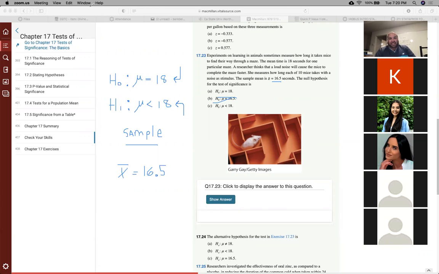So in this case, let's actually do it just for fun. So what do we have? We have 10 mice. That's my n. We have the sample mean. But there's not enough information. What are we missing?